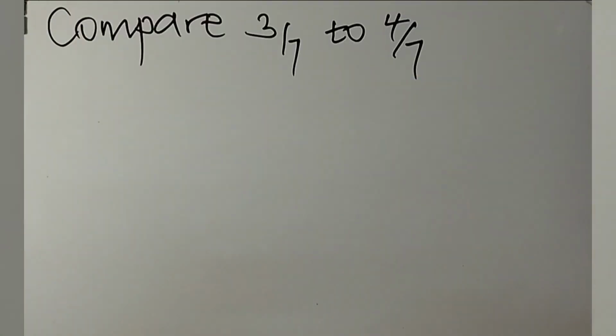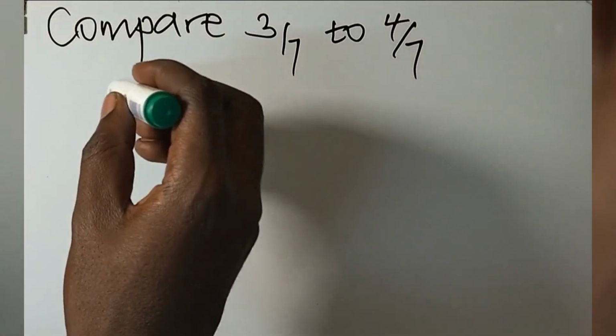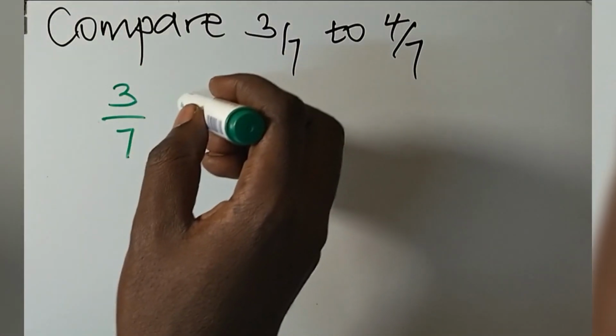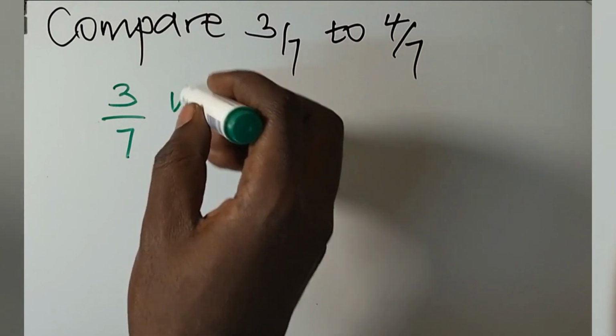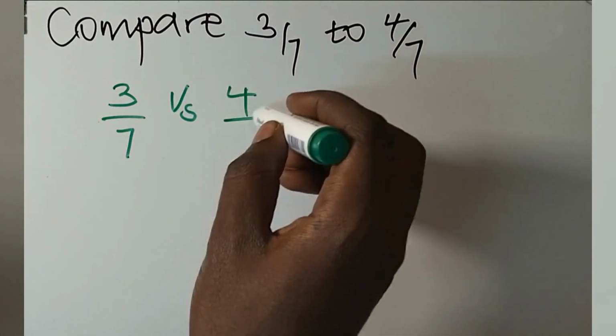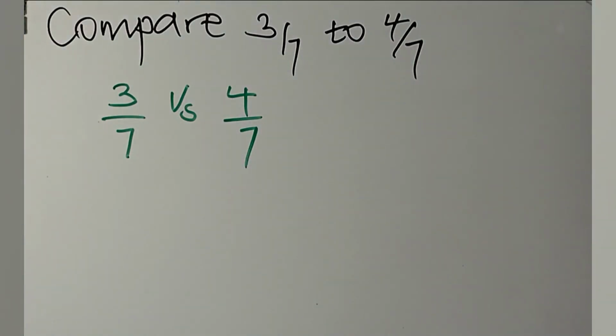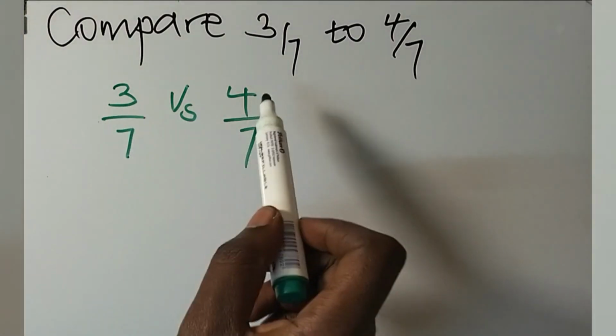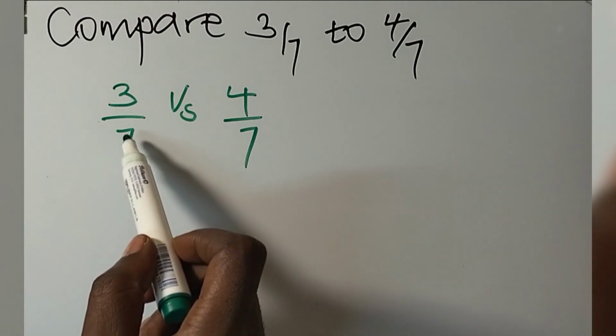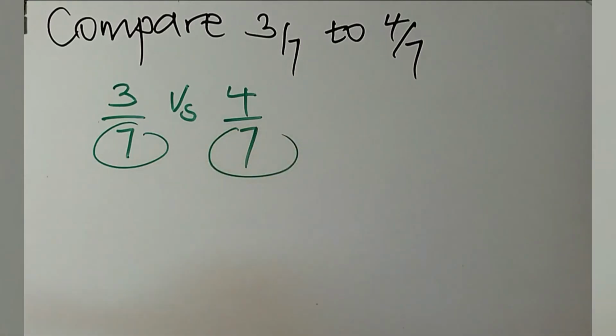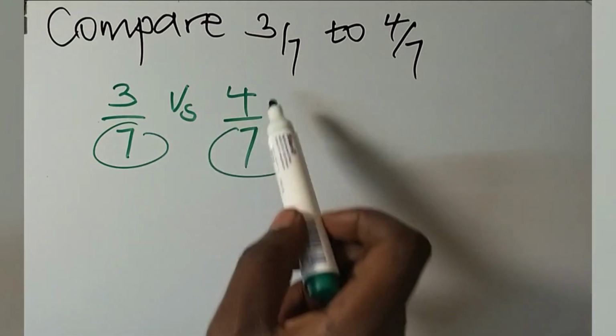When asked to compare fractions, you focus on the numerators. To compare the numerators, the denominators must be the same. So the first thing when comparing 3 over 7 versus 4 over 7, we'll focus on the numerators because the denominators are the same. 7 and 7 are the same. So we'll compare 3 and 4.